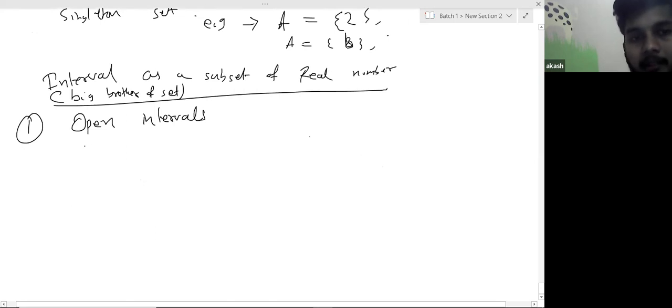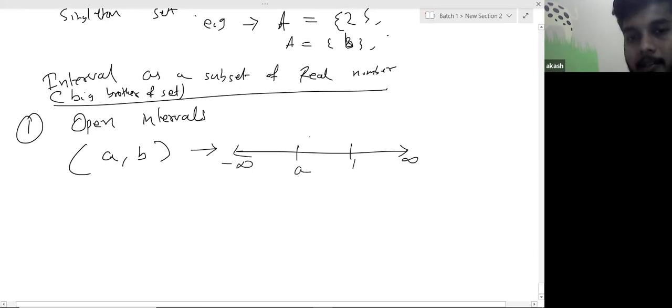How do we denote open intervals? Like this: A comma B. If 2 numbers are written in this brackets, parenthesis, then this is called open intervals. What this means is, if this is a real number line from infinite, and this is minus infinite, and this is A and this is B. A and B can be any number. So all the numbers between A and B without A and B is represented by this, right?